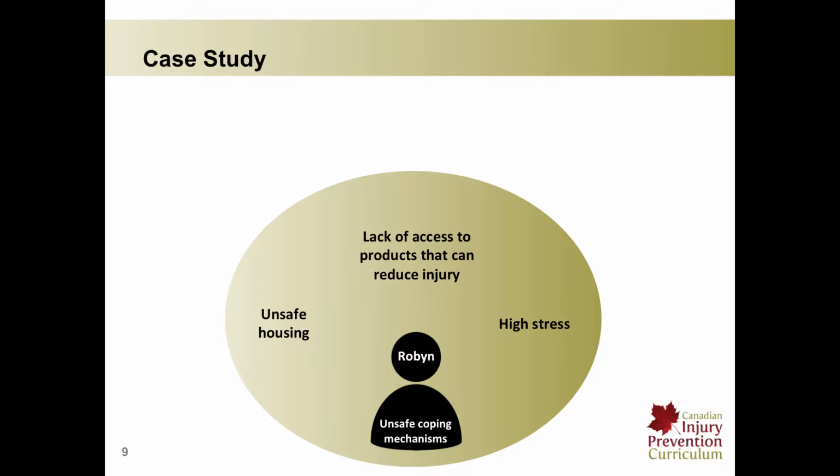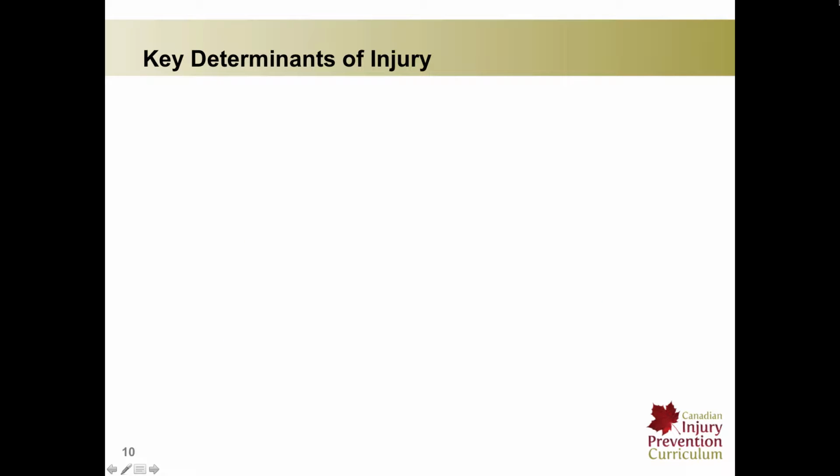As a result of social and material deprivation as a child, Robin developed a great deal of stress and had feelings of anxiety and sadness. This stress led to unhealthy coping mechanisms such as excessive alcohol use. As a result of many determinants, Robin is at a higher risk for both unintentional and intentional injury than those who have had more access to resources and less exposure to hazards.